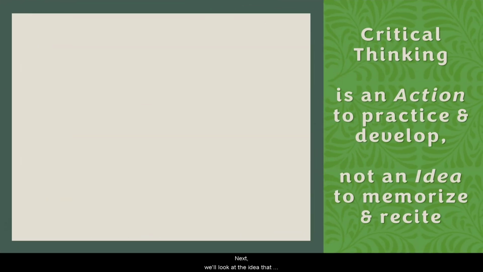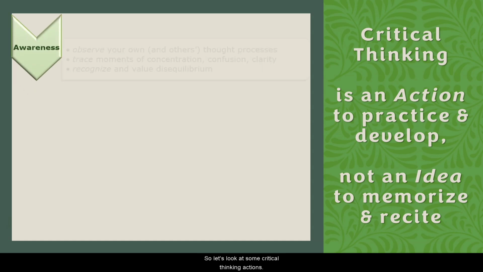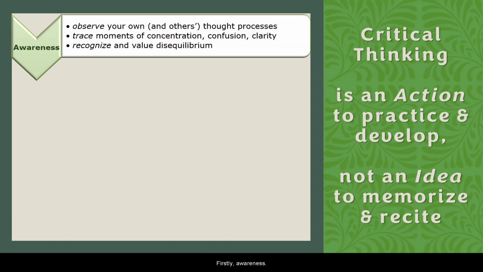Next, we'll look at the idea that critical thinking is an action that we practice and develop, not a concept or an idea that we can just memorize and recite. So let's look at some critical thinking actions. Firstly, awareness. Critical thinkers are aware of their own thought process and the thought processes of people that we read from, interact with, speak with. We take what they say and we infer and we deduce the processes that have led them there.